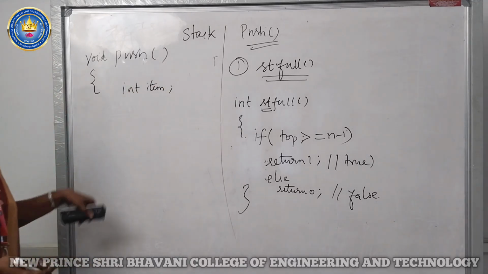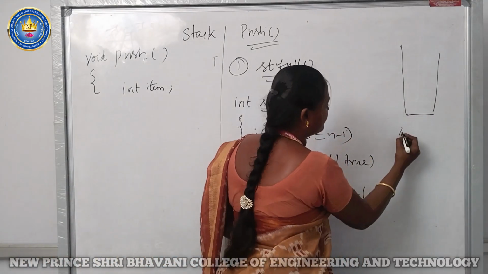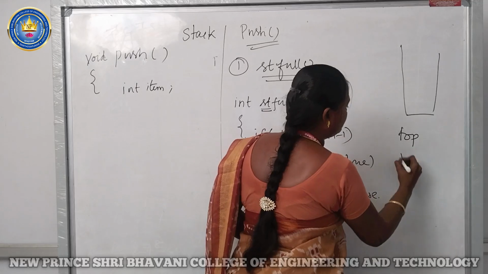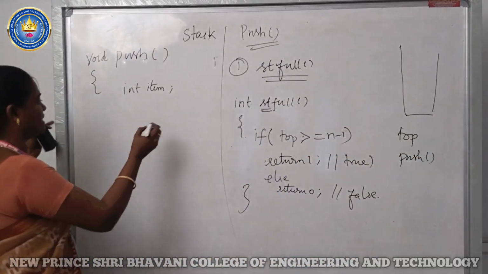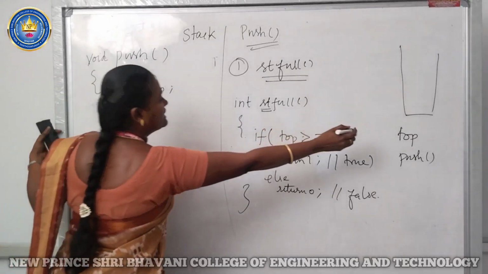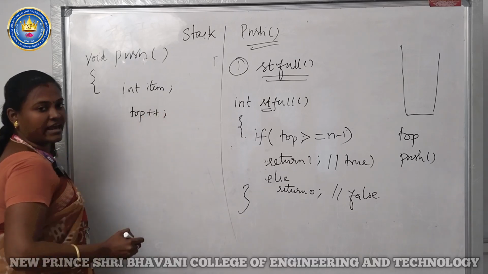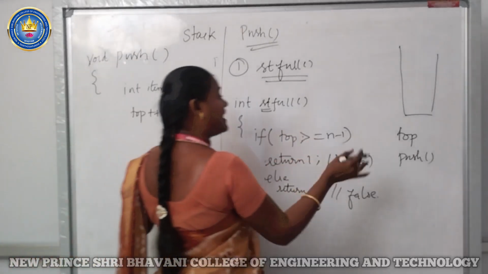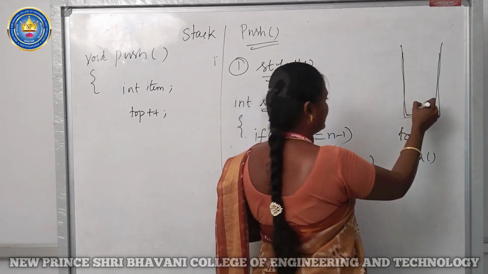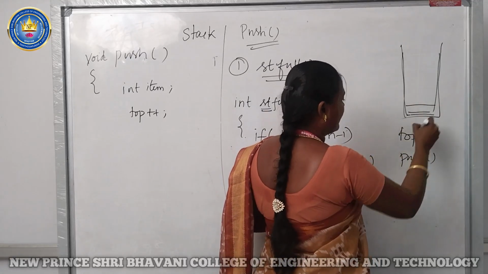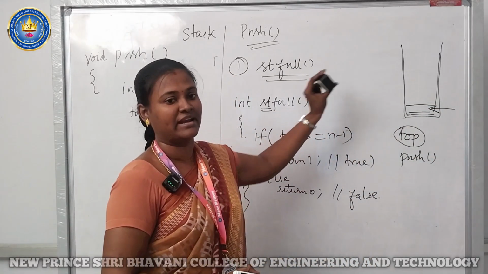I already told you how we insert an element. We have to increment the top and then push. So we write the code the same way. First we increment the top, that means top plus plus. Then we push the element into the array, since the stack is stored like an array. At the place where the top pointer points, we insert the element.